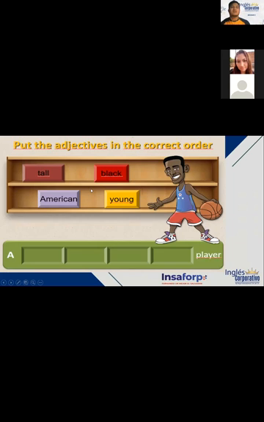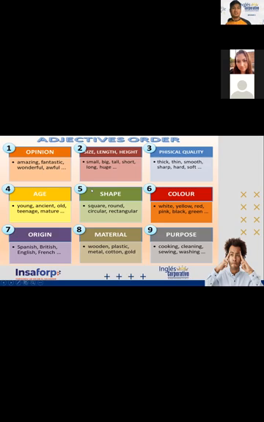So here we have some examples of this type of adjectives. For example, when it comes to opinion, on number one, we have 4 examples of adjectives right there: amazing, fantastic, wonderful and awful. So those are adjectives used to give an opinion. For example, if I tell you the party was amazing, la fiesta fue increíble, right? I'm giving you my opinion.